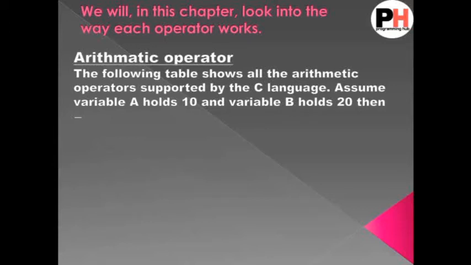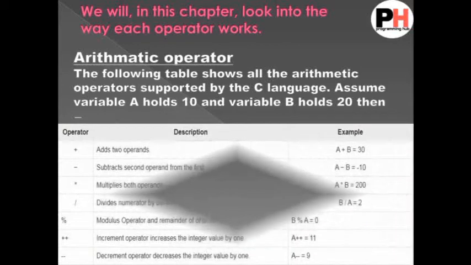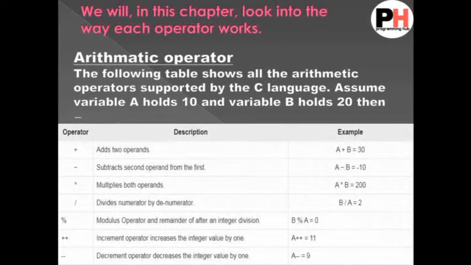Assume variable A holds 10 and variable B holds 20. Then look into the table carefully and understand. So A holds 10 and B holds 20. Then we have to add two operands. So A plus B means 10 plus 20 equals 30. Next, subtract the second operand from the first, means 10 minus 20 equals minus 10.